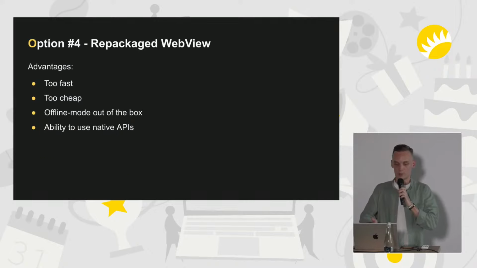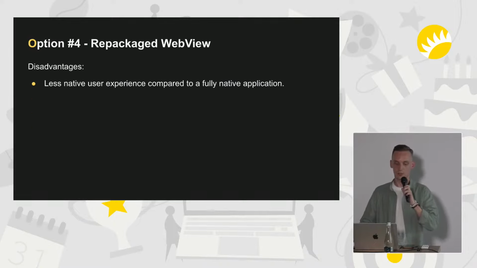So this option is too fast and too cheap, but we have offline mode out of the box and the ability to use native APIs thanks to Apache Cordova plugins. Of course, using this option, we will implement a less native user experience compared to fully native applications, but we don't worry about it, because we are going to provide an MVP version and we just want to expand our app's distribution. So it's okay in this case.